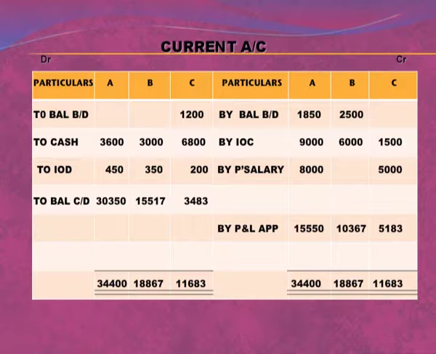On the debit side, we will write those items which result in a decrease in the current account. First item is to balance brought down, that is 1,200 debit balance of opening capital. Second is to cash, that is drawings made by A, B and C. Thirdly, to interest on drawings, that is for A 450, 350 for B and for C 200. From the credit side we will deduct the debit side and we will get the balance for A, B and C. This is how we prepare the current account.